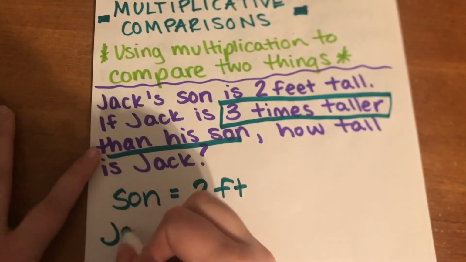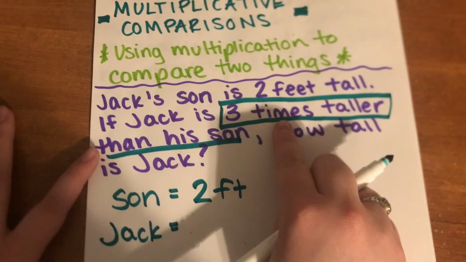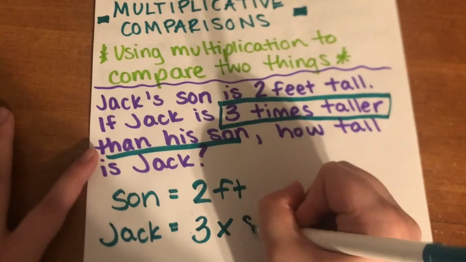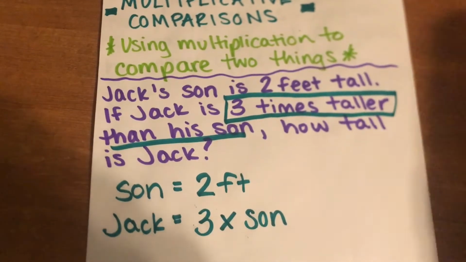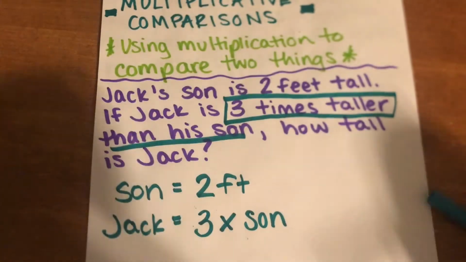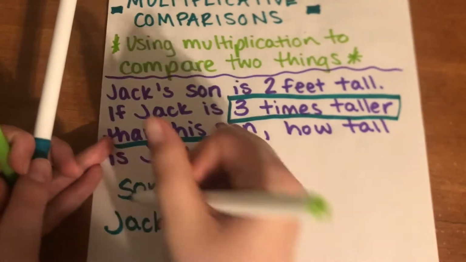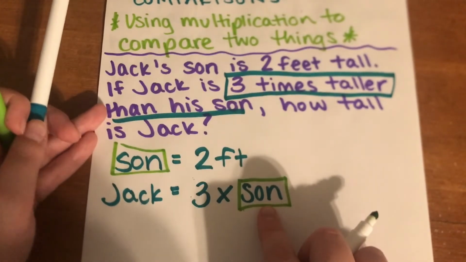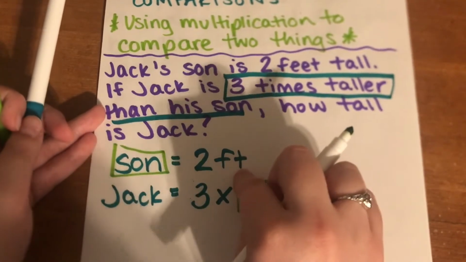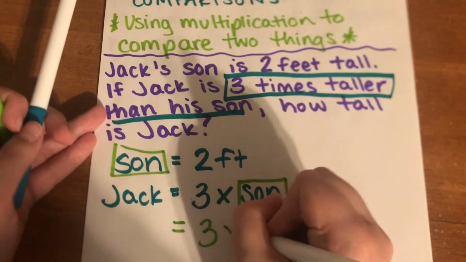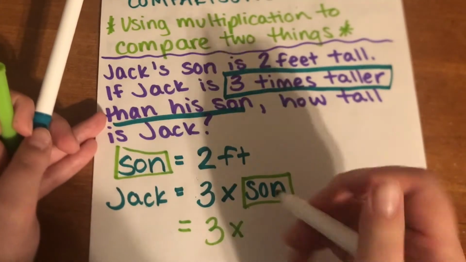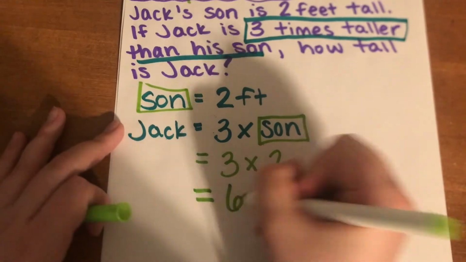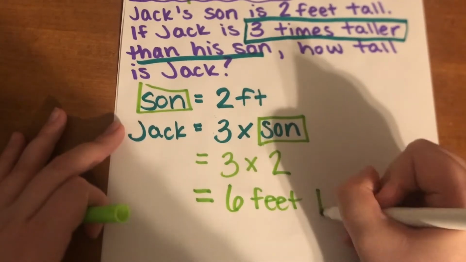Now, I also know Jack is 3 times taller than his son. 3 times his son. Now, I can fill in those blanks. This is kind of like a question mark almost, but I know what to fill it in with. If Jack is 3 times the amount of his son's height, and his son is 2 feet tall, then Jack is 3 times what his son is equal to. 3 times 2 feet. So Jack would be 6 feet tall.